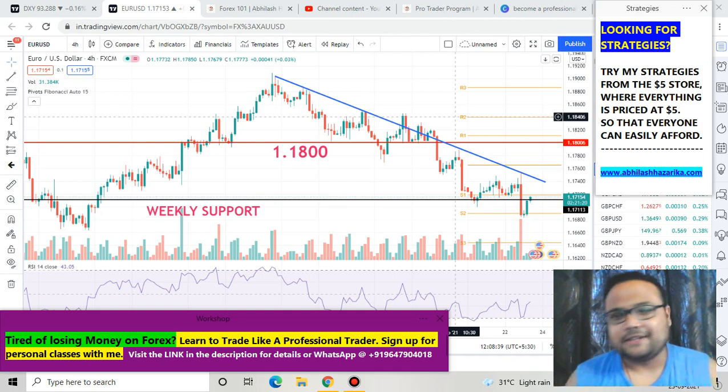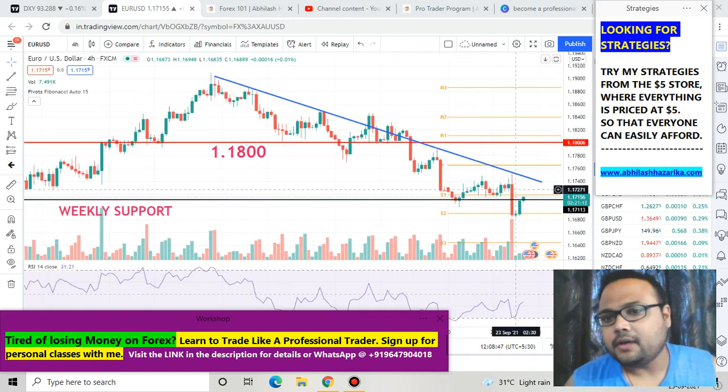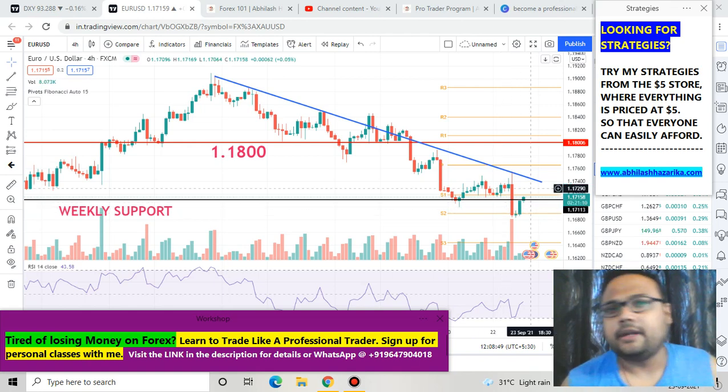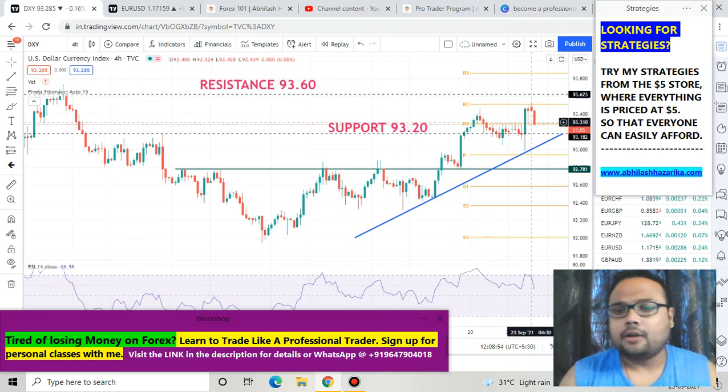So let's get started. This is the 4-hour chart of Euro USD in front of us right now, and as we can see, Euro USD formed a big red candle yesterday after the FOMC report. As we all know, when the FOMC report came out, the dollar became very strong.